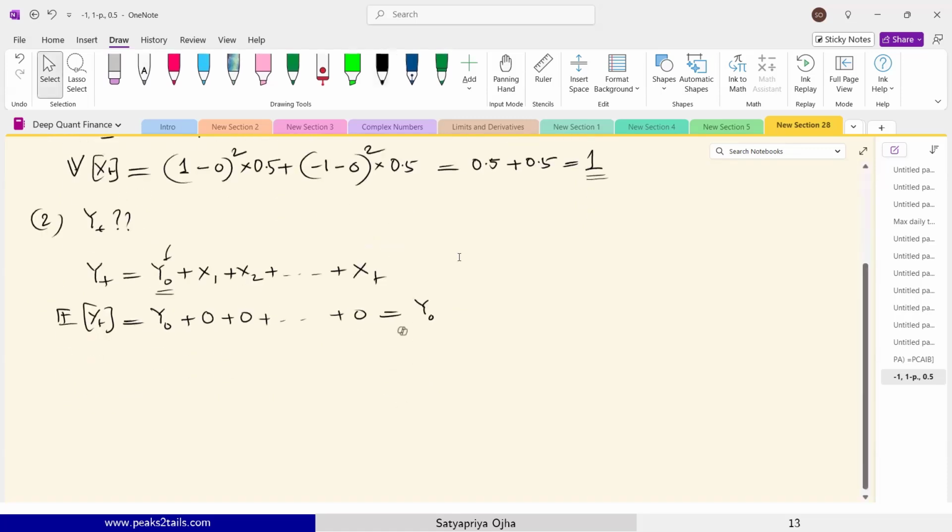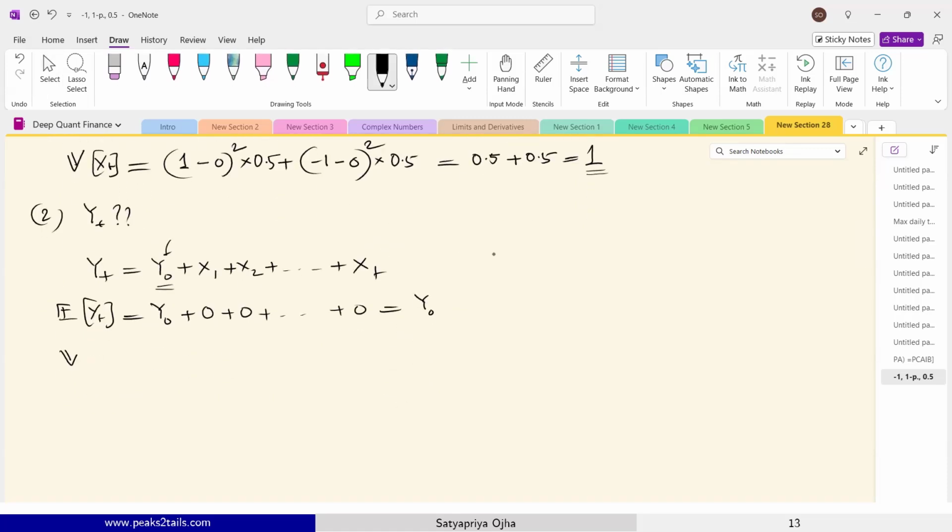Correct? What is the variance of yt? Now, variance of a sum is sum of variances. Is that statement true or false? Variance of a sum is sum of individual variances.